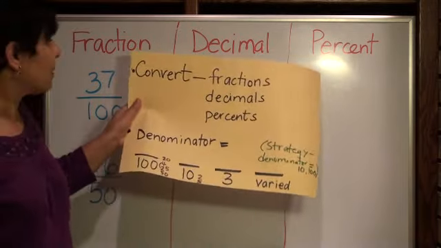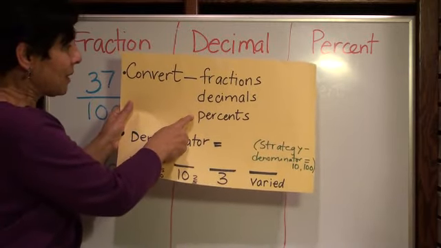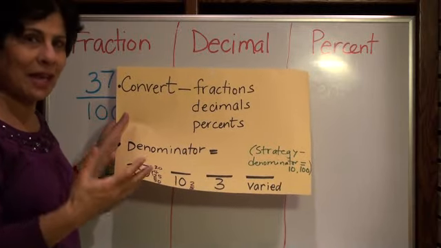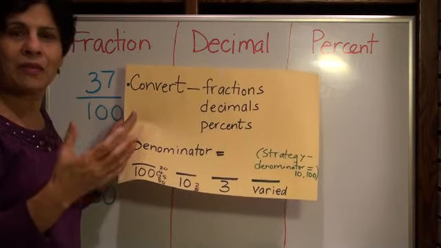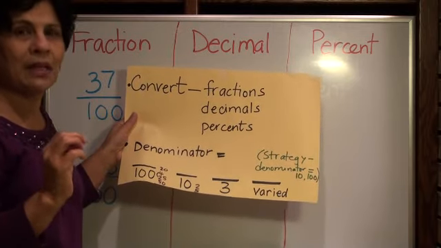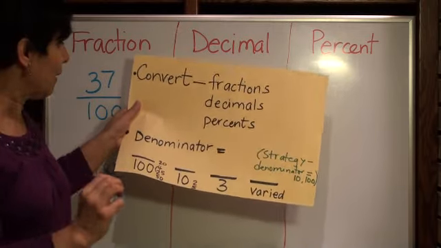Today we are going to convert between fractions, decimals, and percents. Now this does show up a lot on your math tests and in your math assignments. Most of the time, if it's easy, then the denominator is 100. But when it's not, we'll come to a few strategies that will help you, okay?